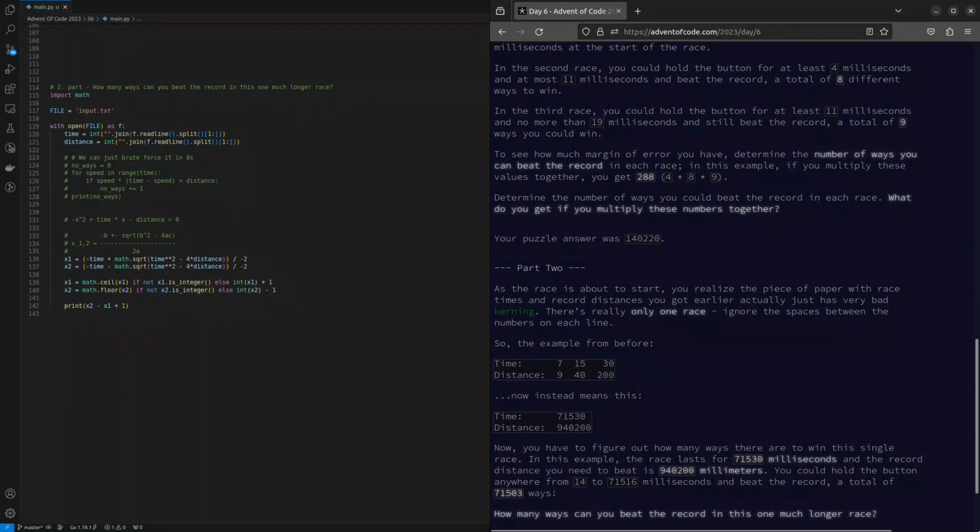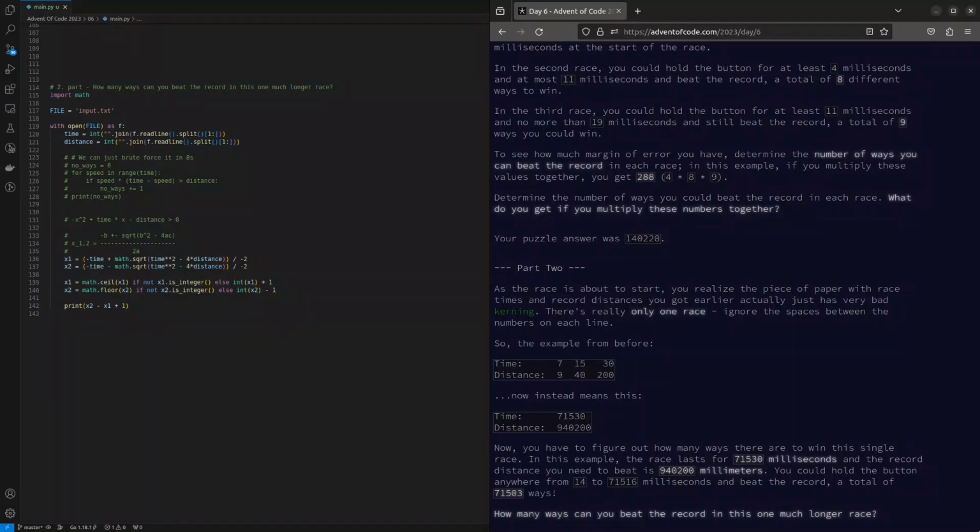Now, when we have 2 stars, we can optimize it a little. After some thought, we can observe that we have to solve a quadratic inequality: minus x to the power of 2 plus time times x minus distance is greater than 0. We simply find the roots of the quadratic equation. The solution is between the roots, and the roots are not included.